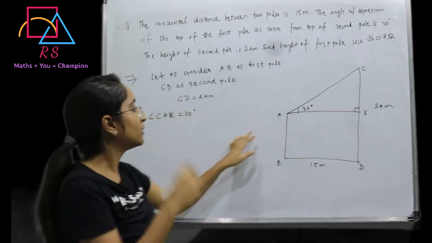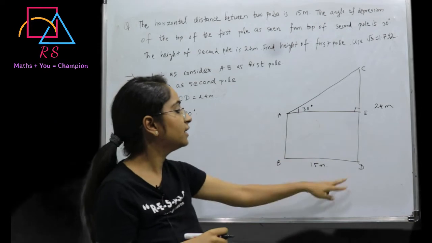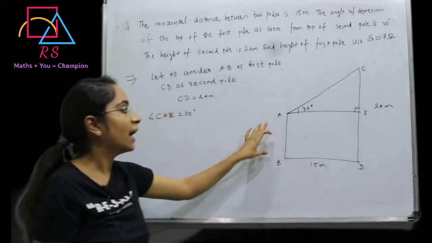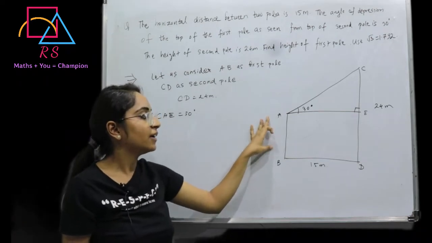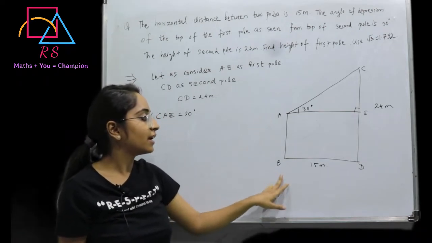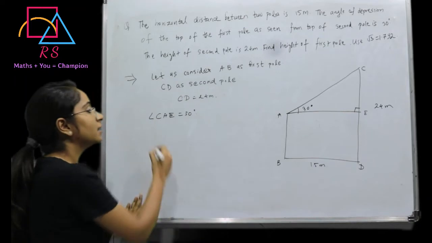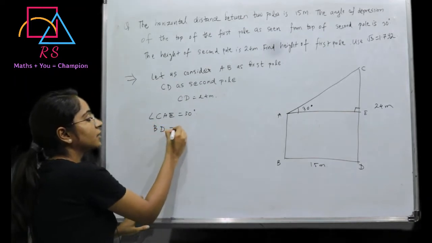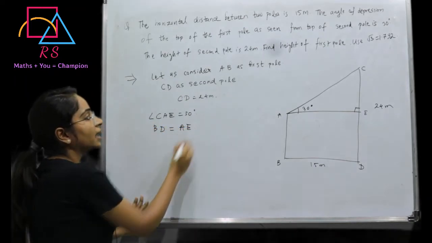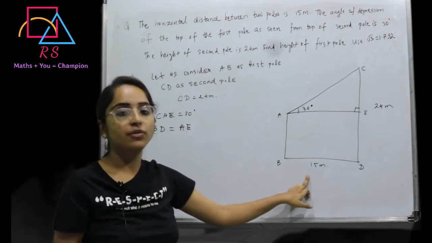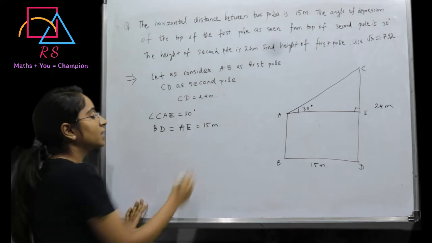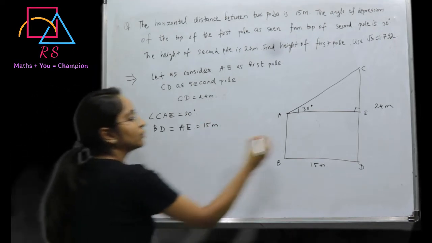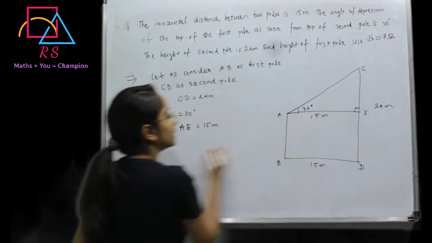So here we can see that AEDB is a rectangle formed, and the properties of a rectangle say that the sides which are parallel are equal. So we will write BD is equal to AE, and we are given that BD is equal to 15 meters. So from here we obtain the value of AE as 15 meters.